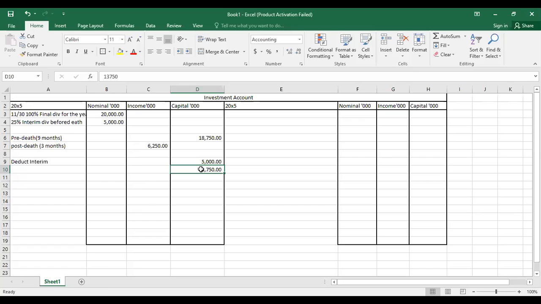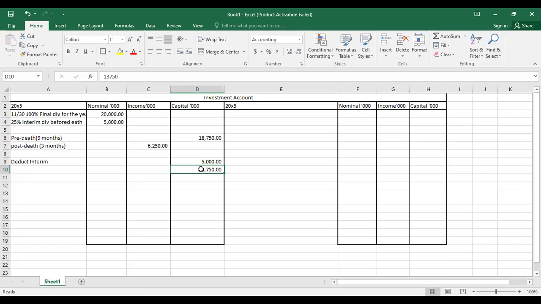What do you think we are supposed to do? As an accounting student, what do you think will happen? I want you to add instead of deducting. I want you to obey the prudence concept. So what will happen when the interim dividend exceeds the amount apportionable to capital? We will add the interim instead of deducting. So everything now goes to income.